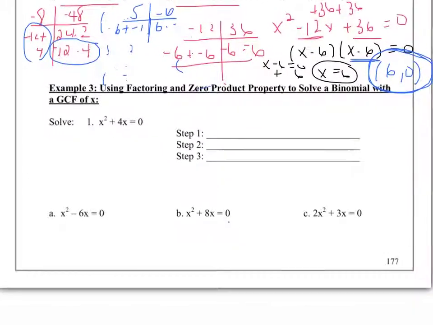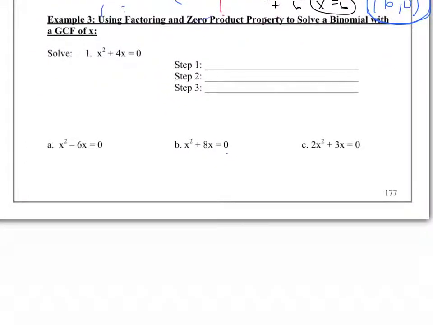Let's go ahead and move down to example 3. Still staying on the same idea of zero product property, here we just have a binomial. We only have x squared and 4x. We're going to do the same thing. We're going to factor it, but factoring a binomial is different. We factor using the greatest common factor, because it's not a trinomial.